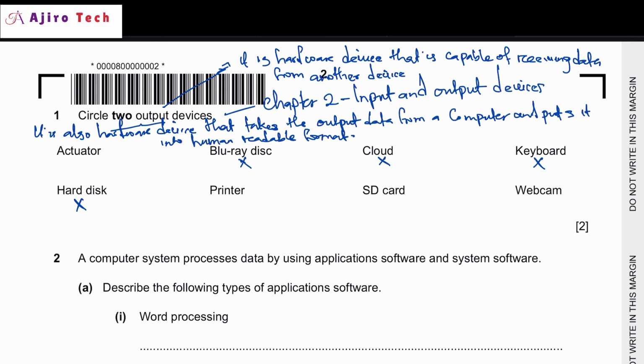theory question, you must be conversant with the chapters, which is from chapter 1 to chapter 21.